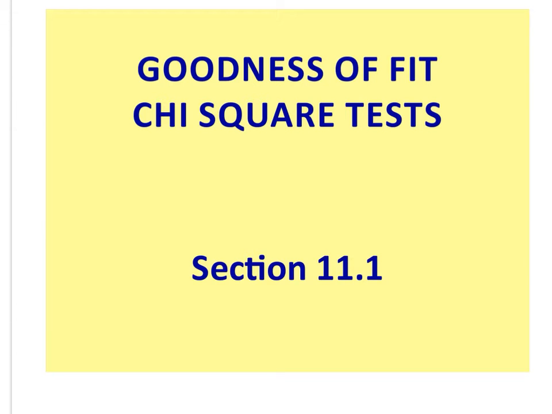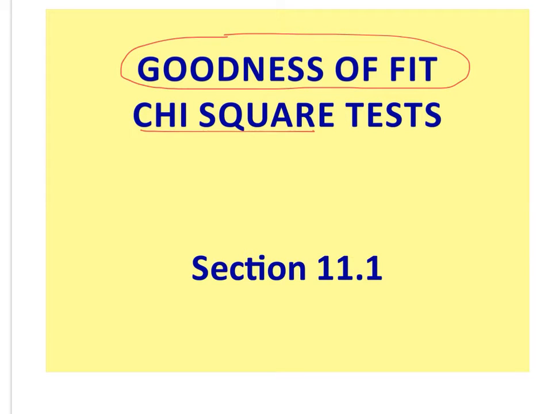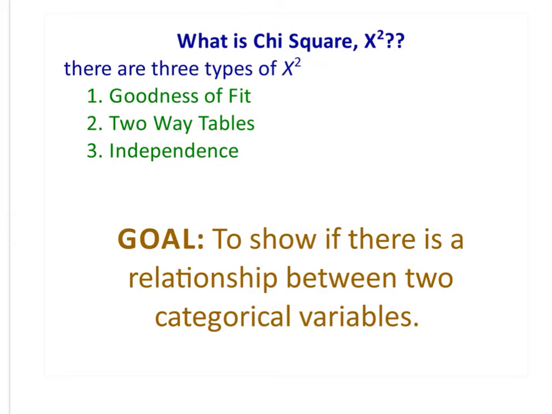Hello, hello. So today we are talking about the goodness of fit test. This is one of the chi-squared tests. Chi-squared is different than all the other significance tests we've done. It follows the same format, like you'll see, because it deals with categorical variables instead of numerical ones like we've been working with. So what is chi-squared?